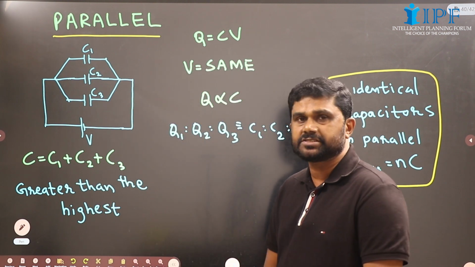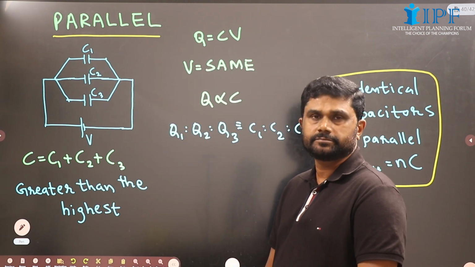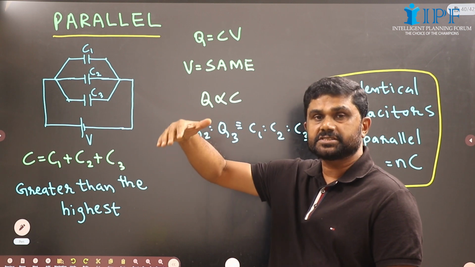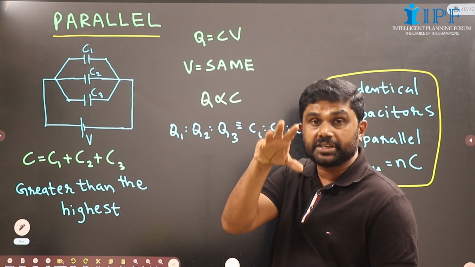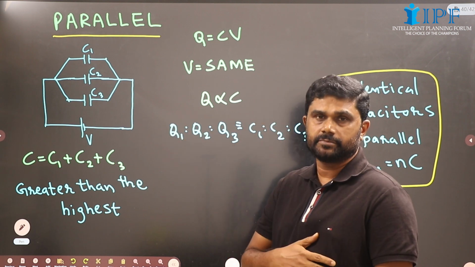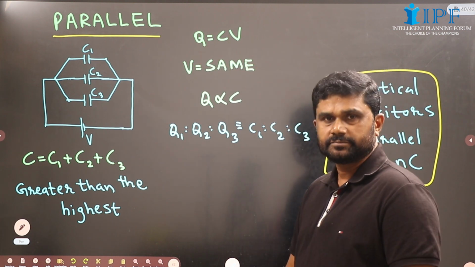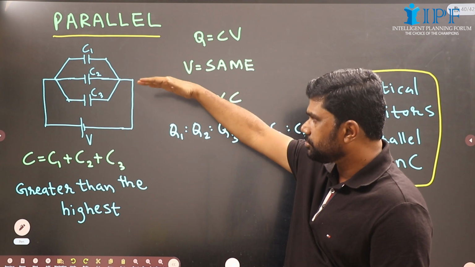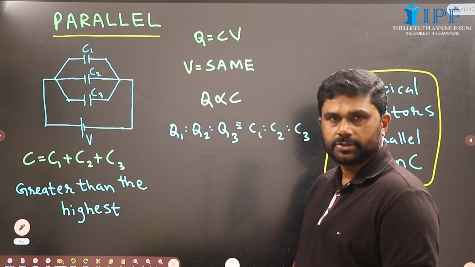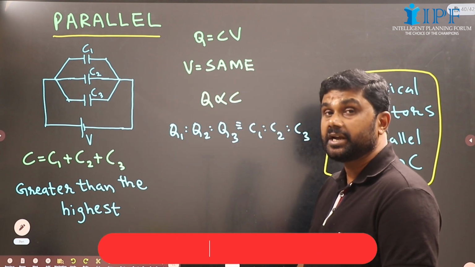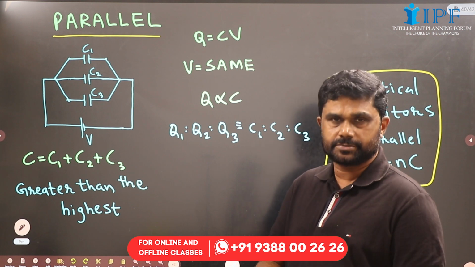Okay, now let us see the next. We have 3 capacitors connected in parallel. When a number of capacitors are connected in parallel, the voltage across each capacitor will be the same. The charge on each capacitor is Q equal to CV, in which voltage across all the capacitors is the same. So the charge will be directly proportional to capacitance.